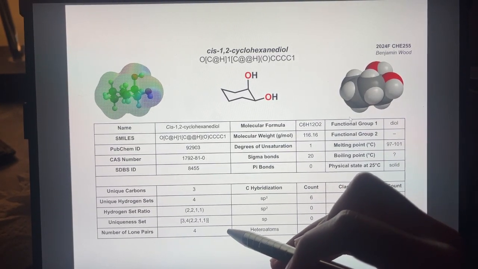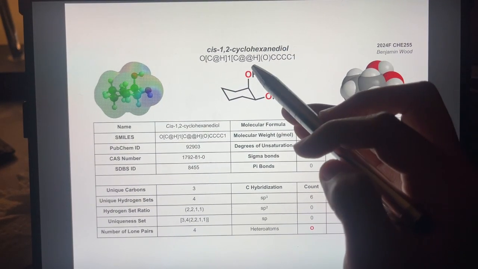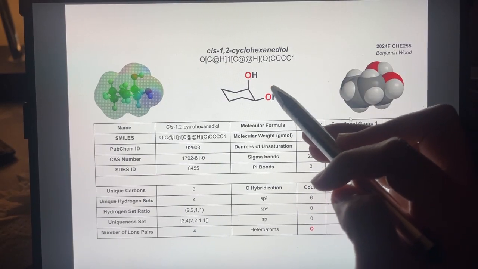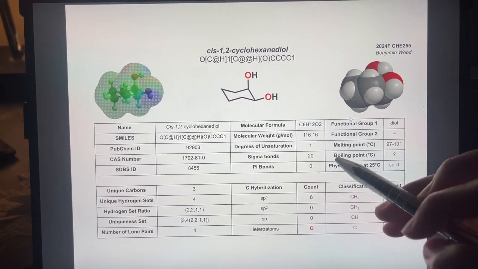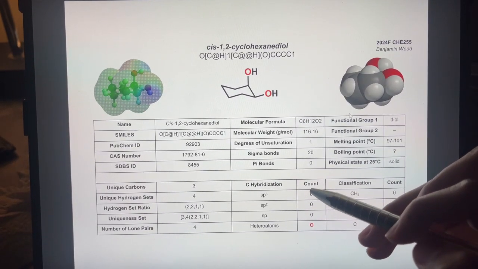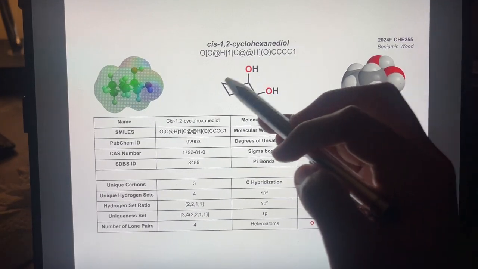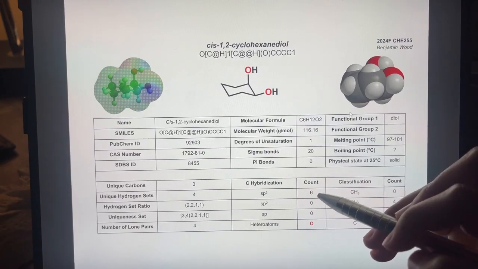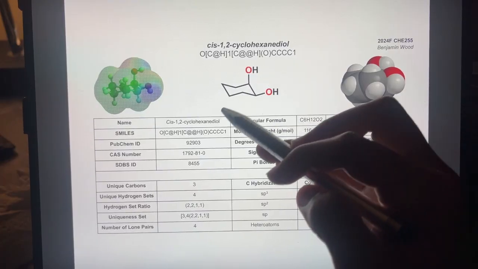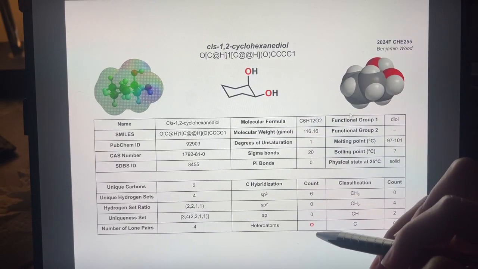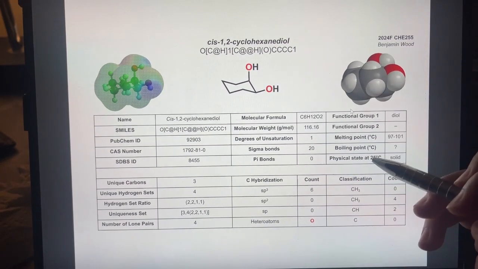And the number of lone pairs is 4. This oxygen has 2 lone pairs, and then this oxygen has 2 lone pairs also, which make up a total of 4 lone pairs. And then for carbon hybridization, there's 6 sp3 because they're all sigma bonds, and there are no sp2 and no sp due to no double bonds or triple bonds being present. And the heteroatom in this molecule is the oxygen, these 2 oxygens right here.